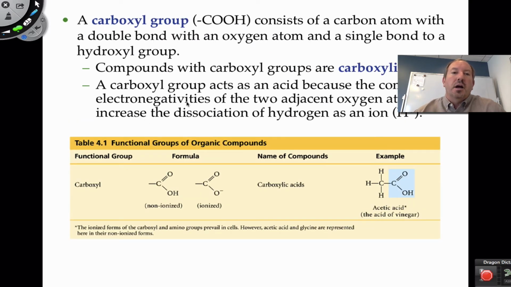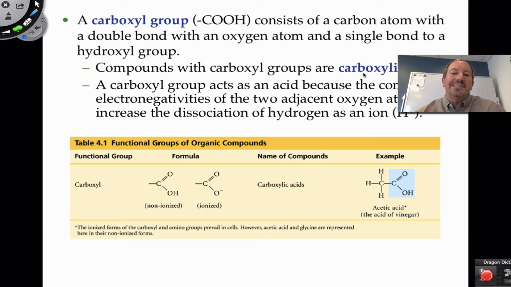And so a carboxyl group, or COOH. Sometimes carboxyls are referred to as carboxylic acids. And that's important. All of these functional groups are going to come up in further discussion of important biological molecules. But carboxylic acids, very important.